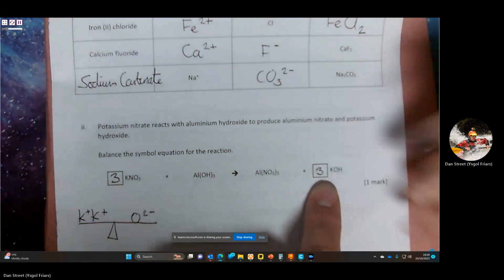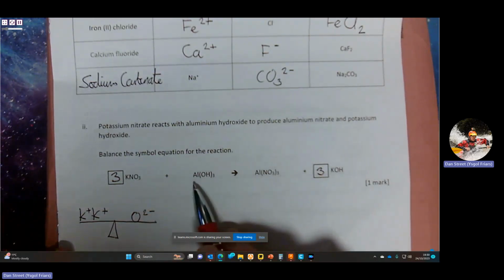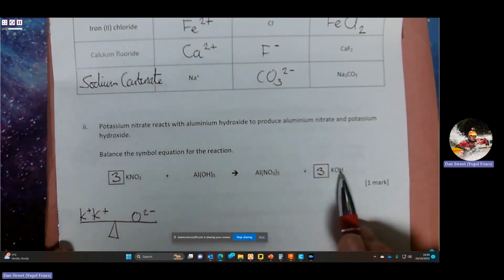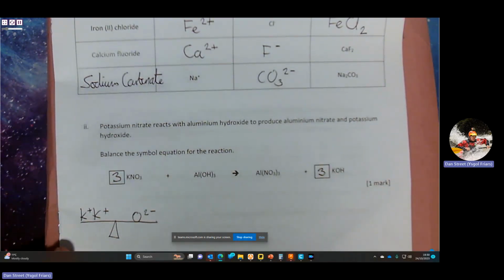And then if we check the other things, just to double check, on the left hand side of the arrow we've got 3 OHs, and on the right hand side of the arrow we've got 3 OHs. Okay, so I think we can take that to mean that that equation is balanced.